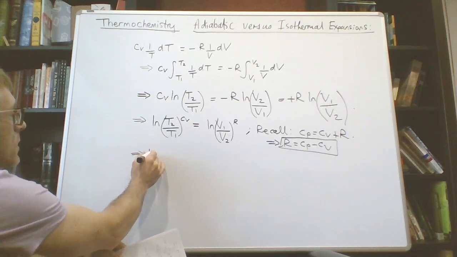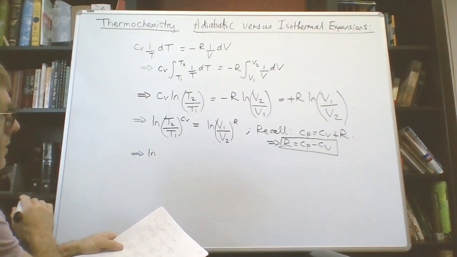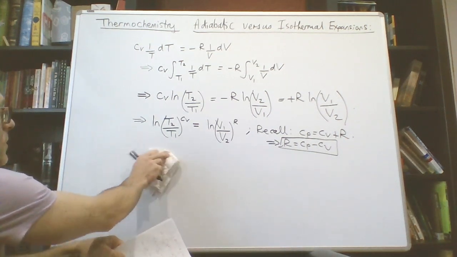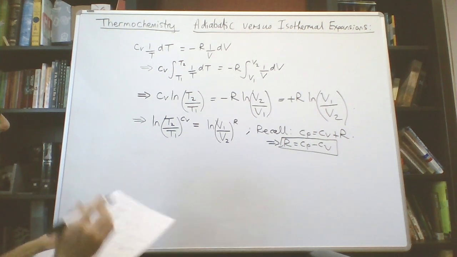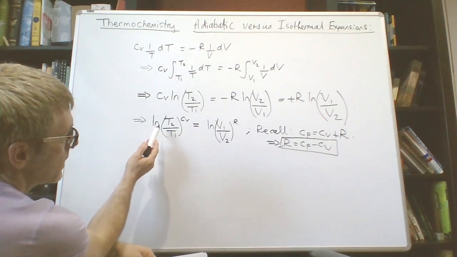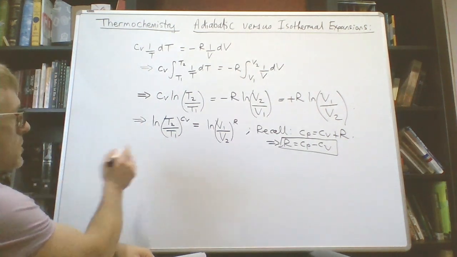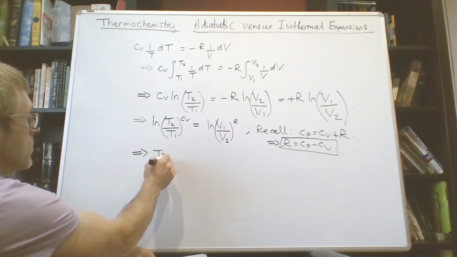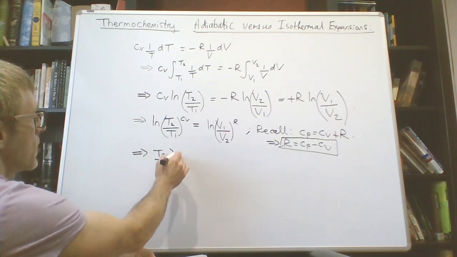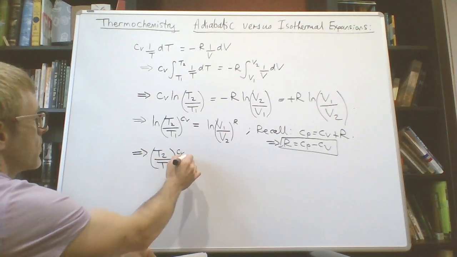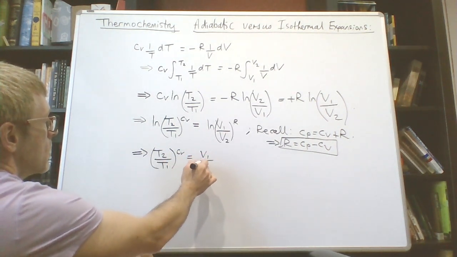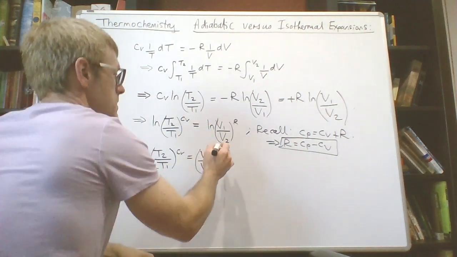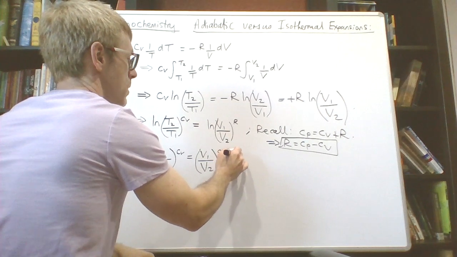Okay, so we've got log, well actually we don't need the log anymore, right? We're going to take base exponents of both sides, so this is log base e. Let's hit both sides with an exponential, so we can just write T2 over T1 to the Cv is equal to V1 over V2 to the R, where R is now Cp minus Cv.